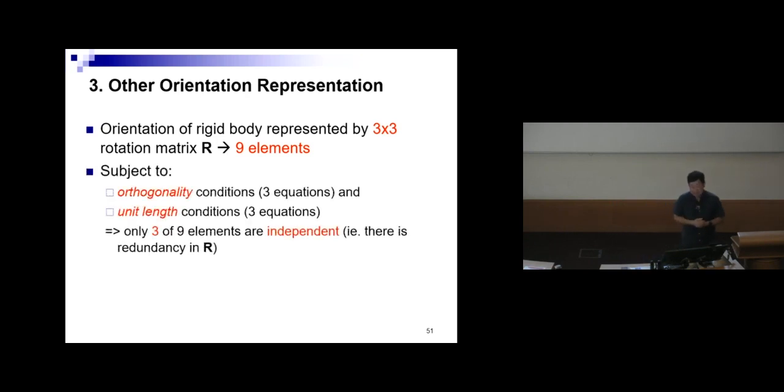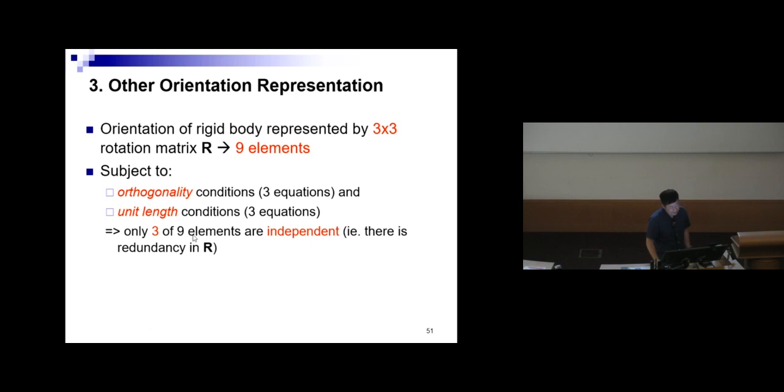This is essentially consistent with the orthogonality condition, so you actually have 3 equations. Remember, when we started off with the matrix, we said that the rotation matrix has to be orthonormal. Orthonormal also means that it has unit length. So again, you have these 3 sets of equations. From there, only 3 of the 9 elements are independent.